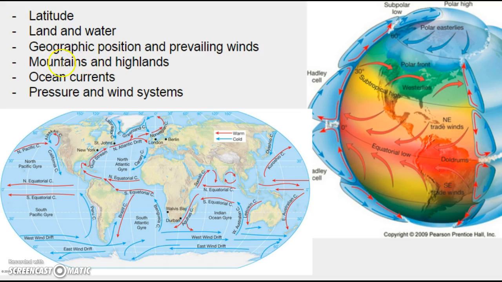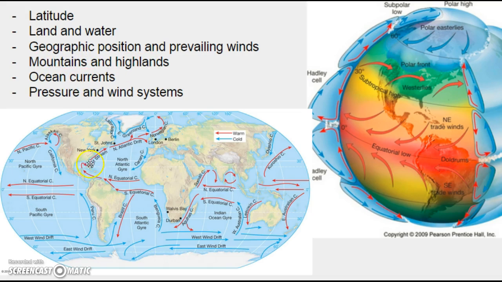Mountains and highlands. We should know by now that as I rise up in our atmosphere, in our troposphere, it gets cooler. So a city that's at a higher elevation, a mountain town or a mountain city, is going to be cooler on average than a town that would be closer to sea level, simply based on elevation.